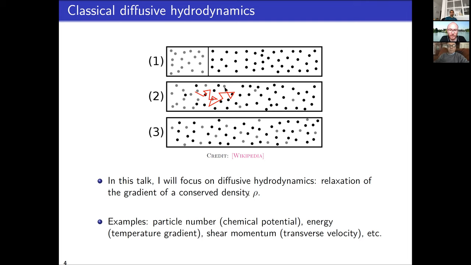Diffusion describes the relaxation of the gradient of a conserved density, which I will denote by rho. For instance, the particle number, which has the chemical potential as a source, the energy, which is sourced by the temperature gradient, or the shear momentum, which is sourced by the transverse velocity. One of the simplest examples that we see early on in our studies is a reservoir with particles separated by a wall. Then you remove the wall, and the particles will diffuse from one end of the reservoir to the other. This is controlled by the process of diffusion.